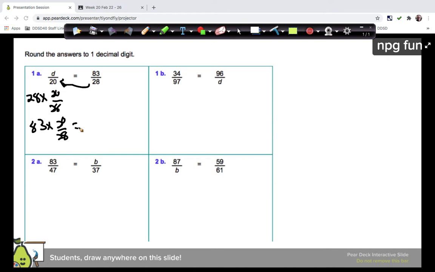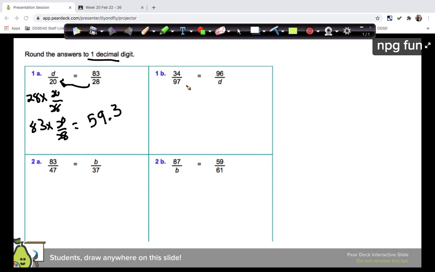So on my calculator, I'm just going to do 83 times 20 and divide that by 28. And I can round this to about 59.3 because it says to round the nearest one decimal.